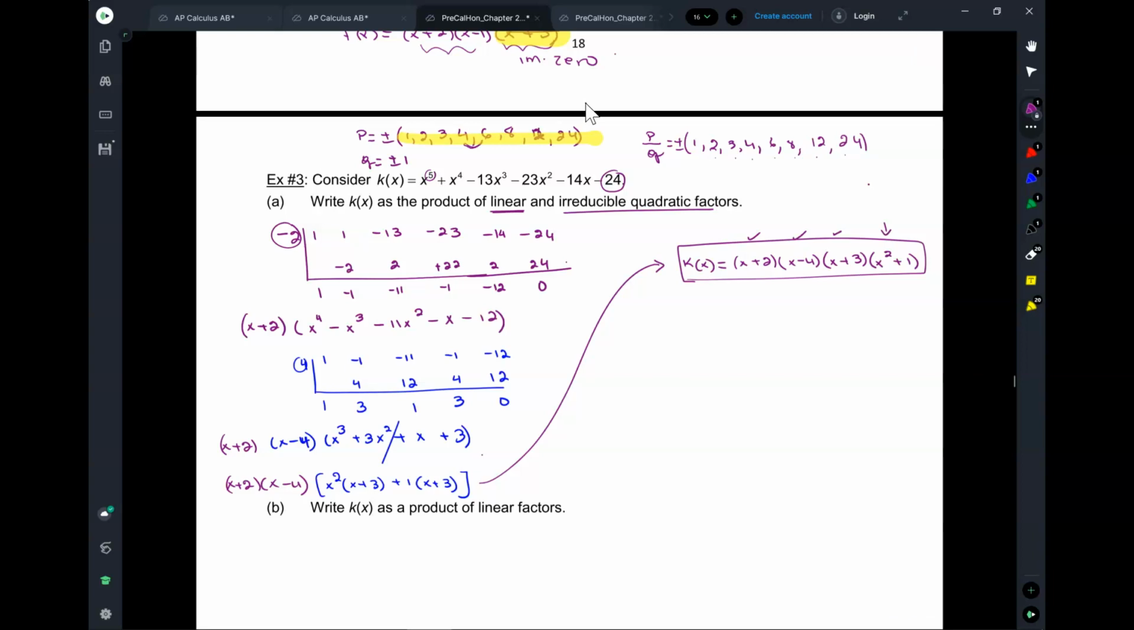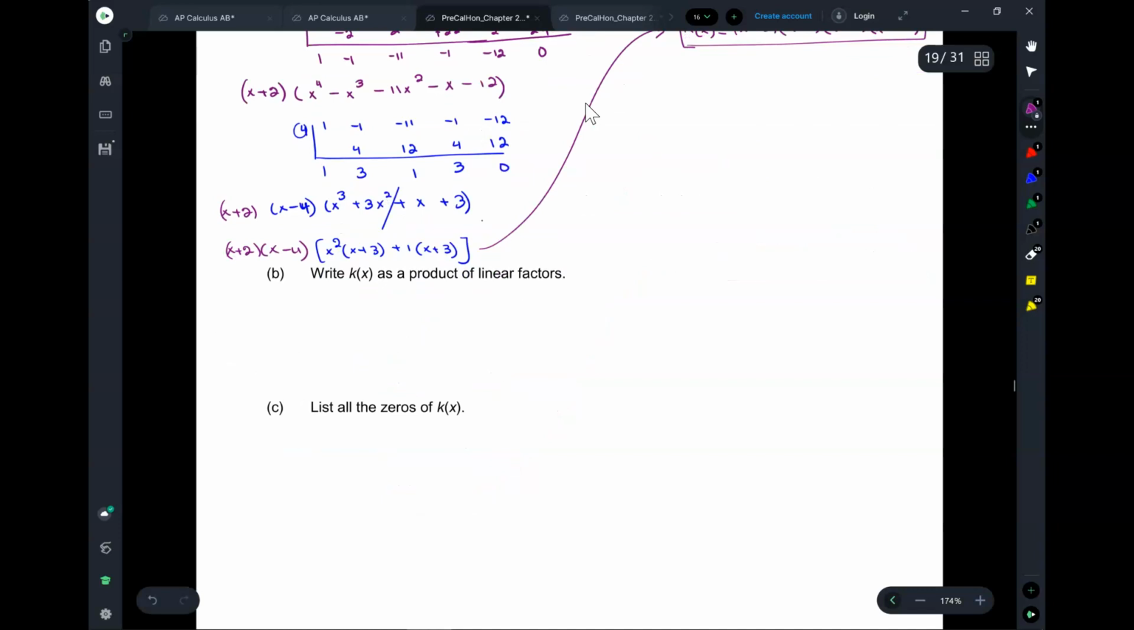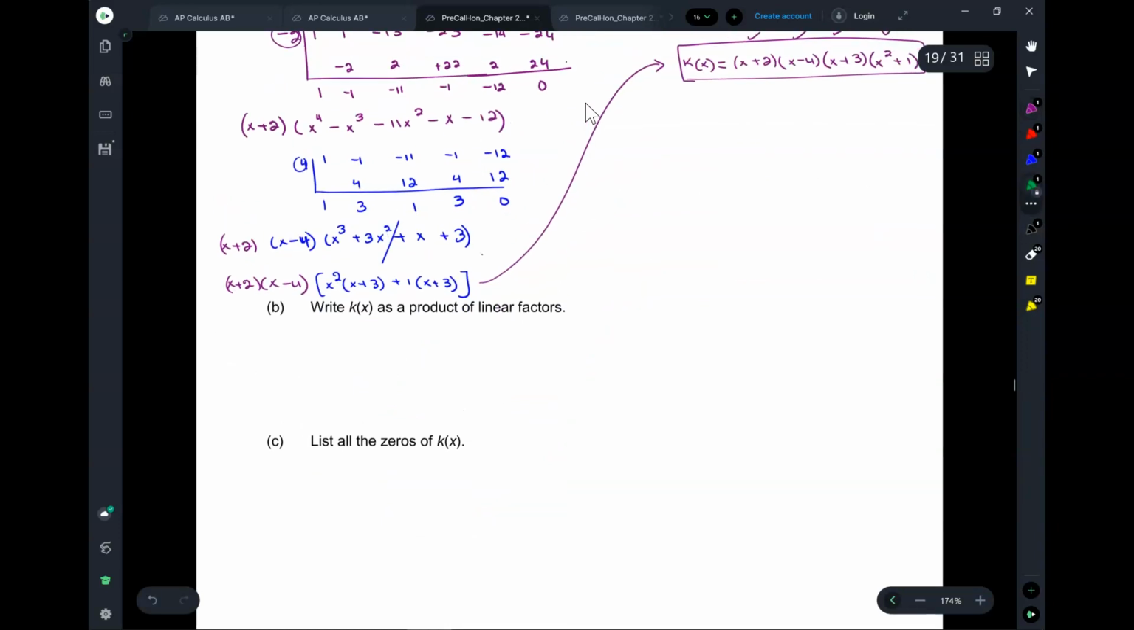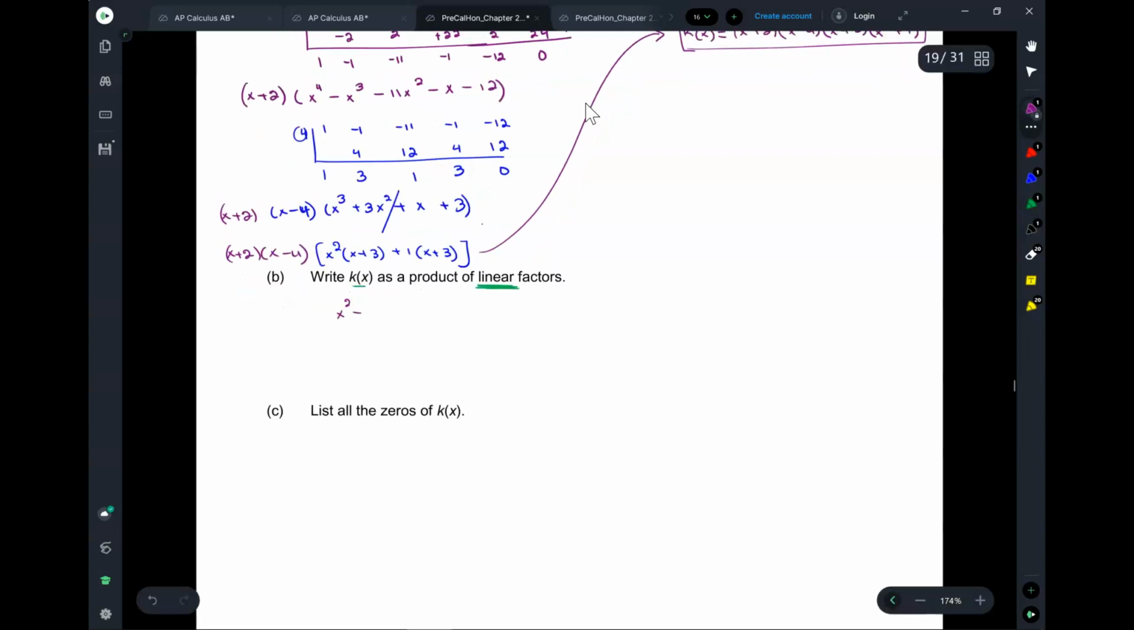All right. Next, it says, you know what? Too bad if you think you can't factor that any further. We need you to. So now we need to write k of x as a product of just linear factors. Well, what's standing in the way is that term x squared plus 1, right? That's what we think cannot be factored.